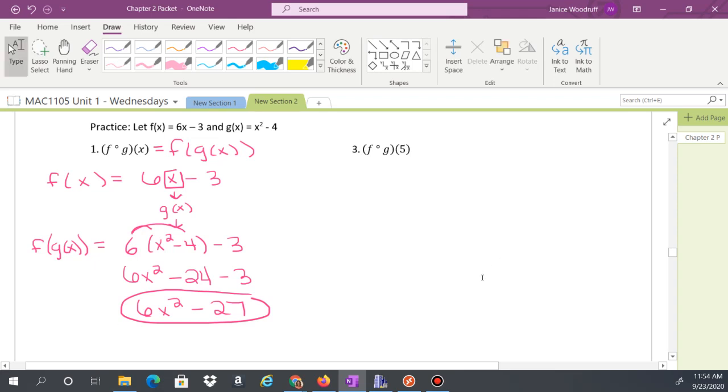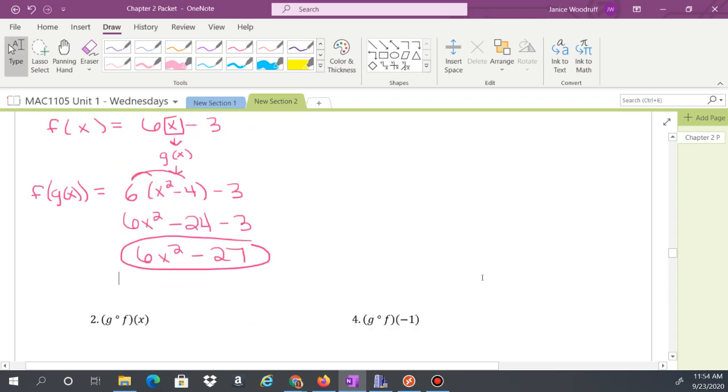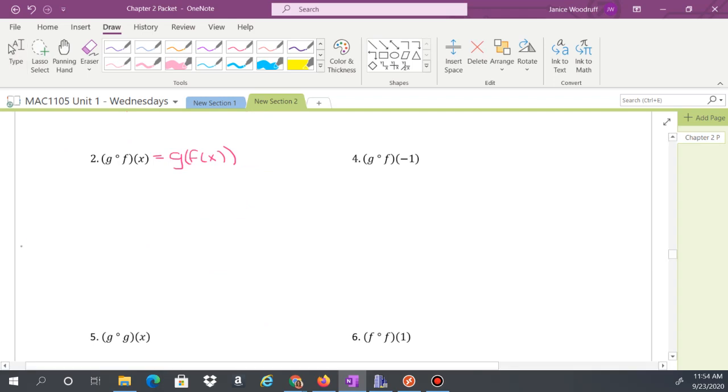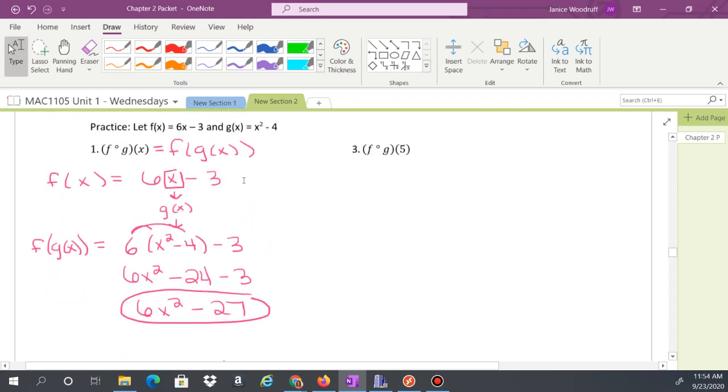All right, let's look at number 2. So g of f of x. All right, so g of x is x squared minus 4. And I want to plug f of x in. So I'm plugging it in for this x. That will become f of x. Okay, which is 6x minus 3.